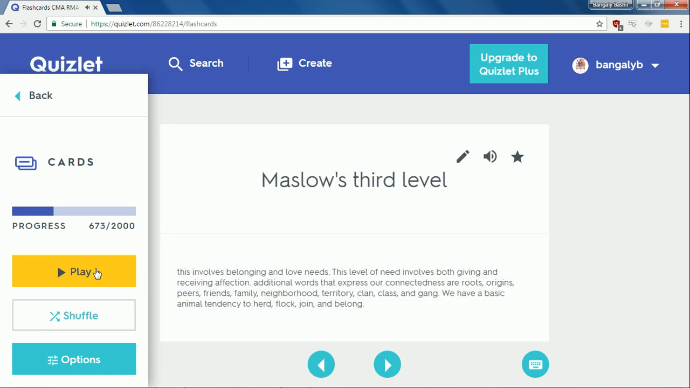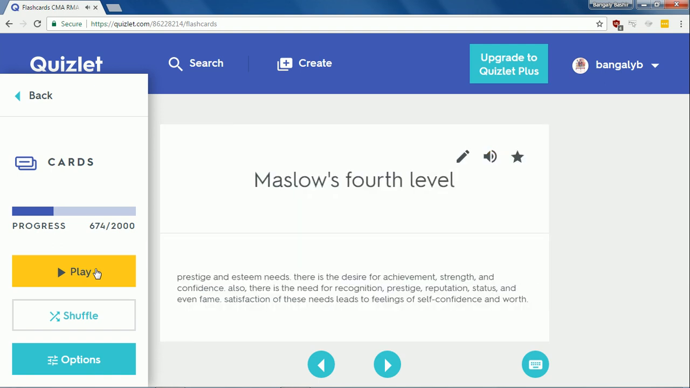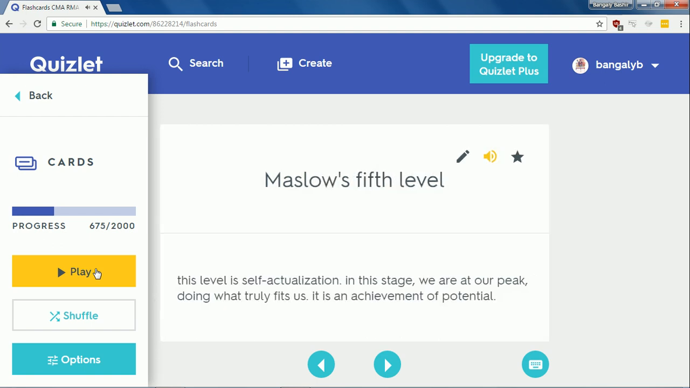Maslow's third level. Maslow's fourth level. Prestige and esteem needs. There is the desire for achievement, strength, and confidence. Also, there is the need for recognition, prestige, reputation, status, and even fame. Satisfaction of these needs leads to feelings of self-confidence and worth. Maslow's fifth level. This level is self-actualization. In this stage, we are at our peak, doing what truly fits us. It is an achievement of potential.